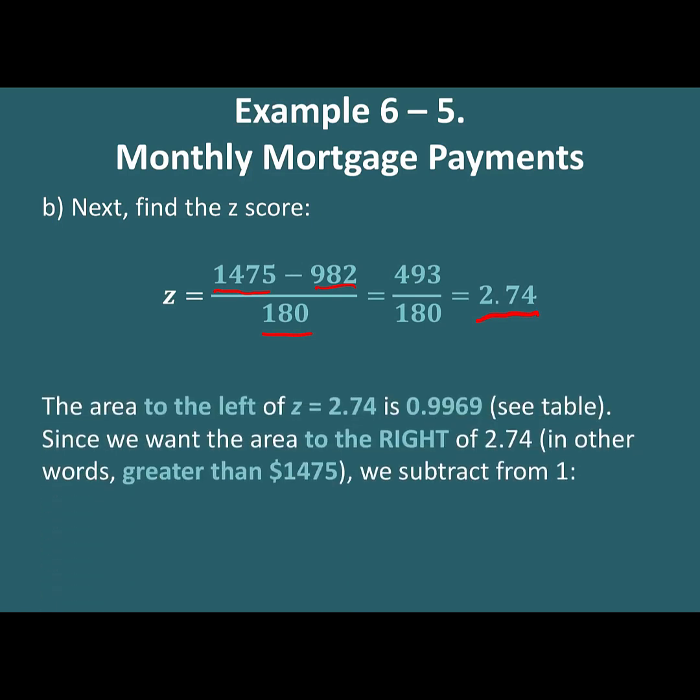As you can imagine, the area to the left of this z-score of 2.74 is quite large. In fact, you'll notice it's almost 1, 0.9969. But once again, since we are looking for the area to the right of that z-score, we subtract this value from 1. In other words, 1 minus 0.9969 is 0.0031.